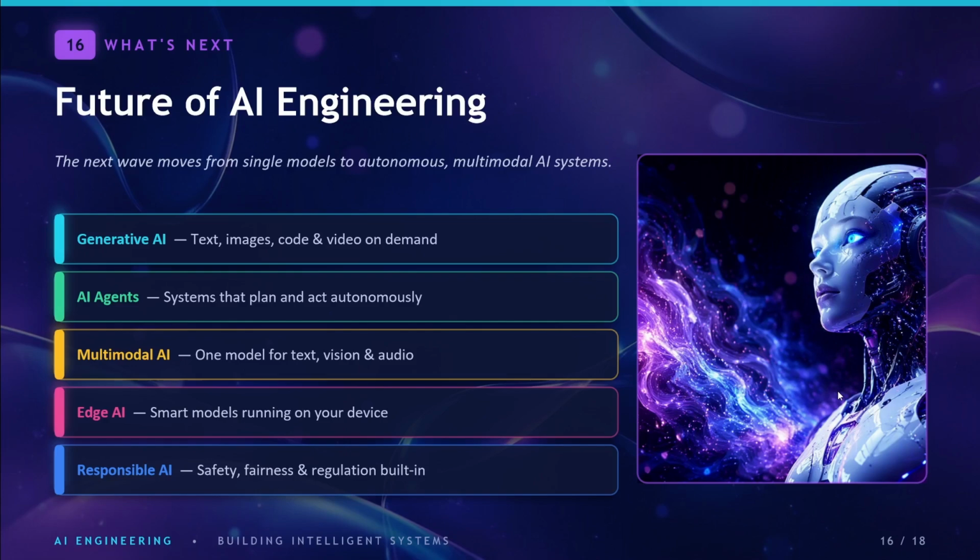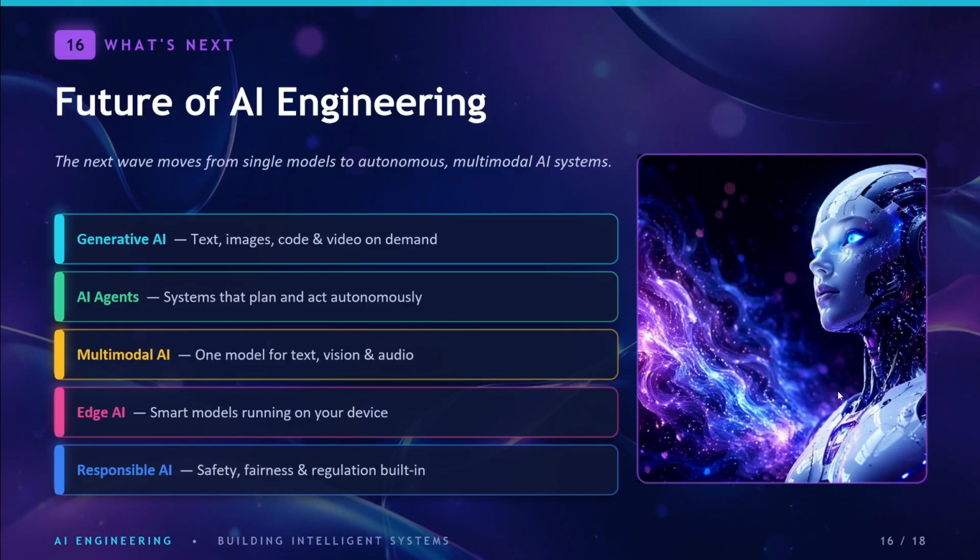Second are AI agents, which are systems that can plan and act autonomously. Instead of just answering a single question, an AI agent can break down a complex goal into multiple steps and carry them out independently, such as booking a trip or managing a workflow without constant human guidance. Third is multimodal AI, which refers to a single model that can understand and work across text, vision, and audio simultaneously rather than needing separate specialized models for each type of data.